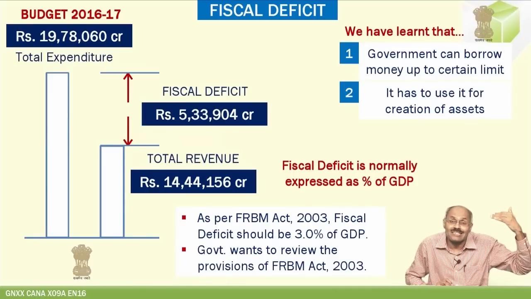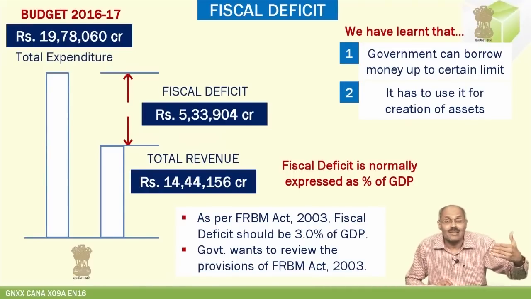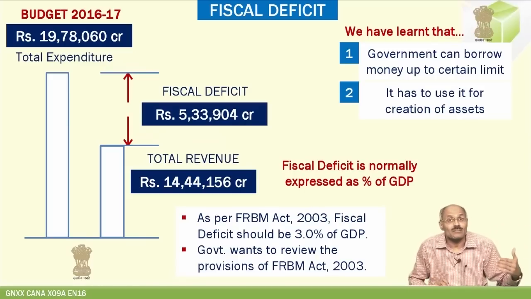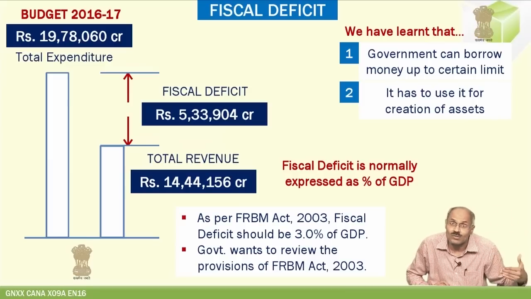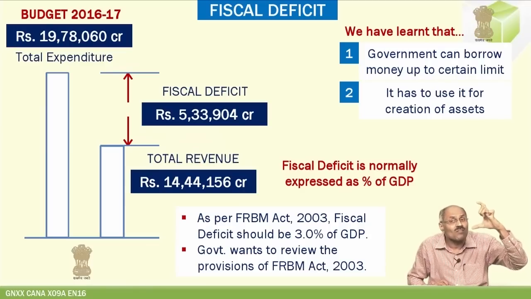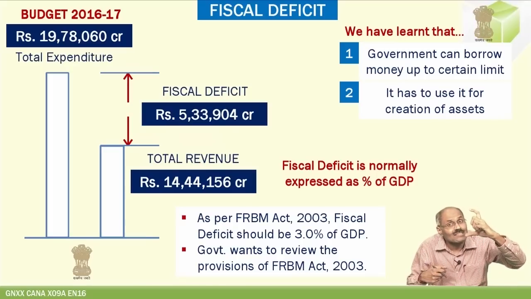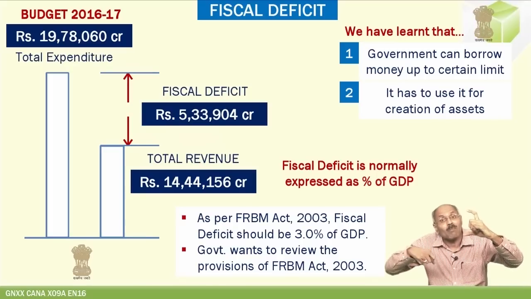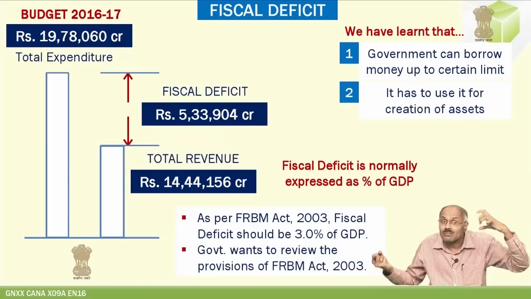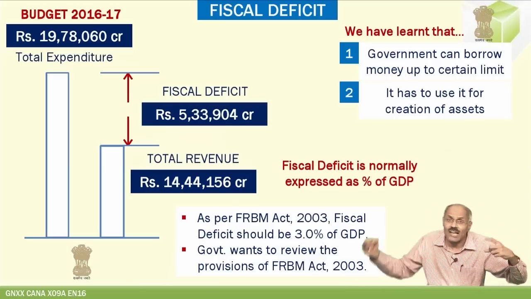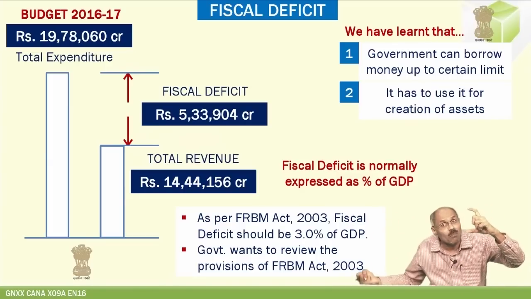If you look at the budget figures of 2016-17, the total expenditure is somewhere around 19,78,000 crores, whereas total revenue is 14,44,000 crores, and there is a fiscal deficit of 5,33,000 crores. This fiscal deficit of rupees 5,33,000 crores, government has to meet by market borrowing. So every year government will have a market borrowing program. That means government has to borrow from the market, so as to bridge the fiscal deficit.